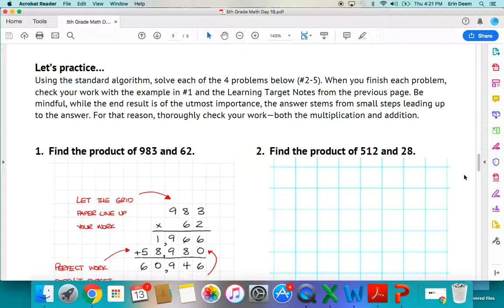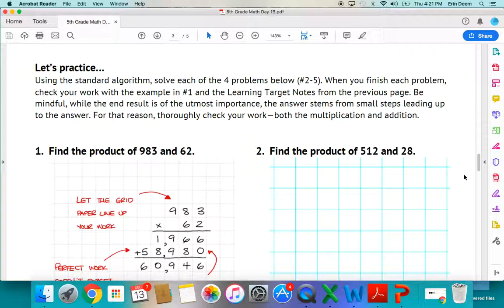Let's practice. Using the standard algorithm, solve each of the 4 problems below, numbers 2 through 5. When you finish each problem, check your work with the example in number 1 and the learning target notes from the previous page. Be mindful, while the end result is of the utmost importance, the answer stems from small steps leading up to the answer. For that reason, thoroughly check your work, both the multiplication and addition.